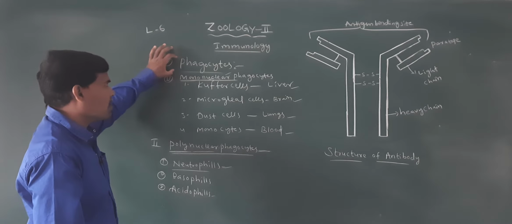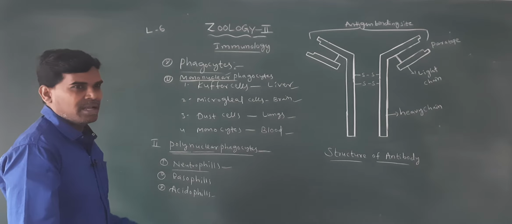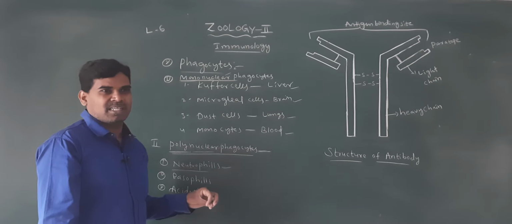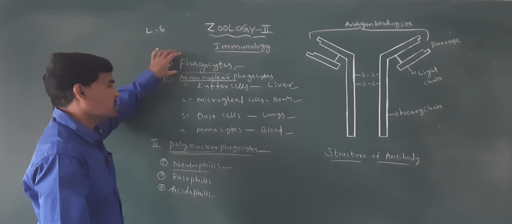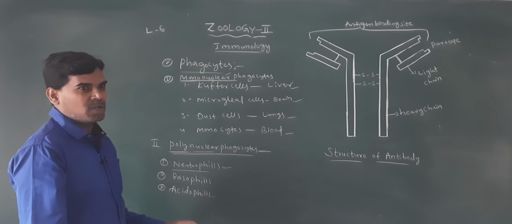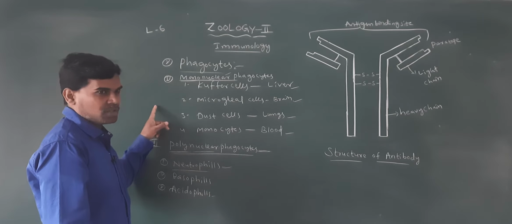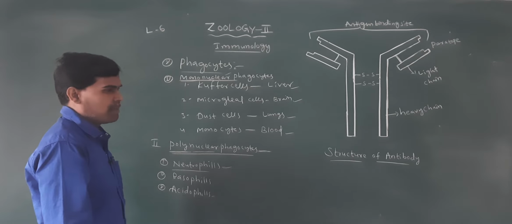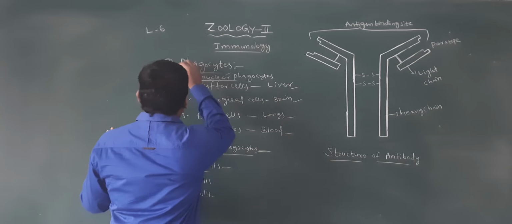What is the use of phagocytes? Phagocytes engulf and kill microorganisms. How many types of phagocytes are there? Two types: mononuclear phagocytes and polynuclear phagocytes.